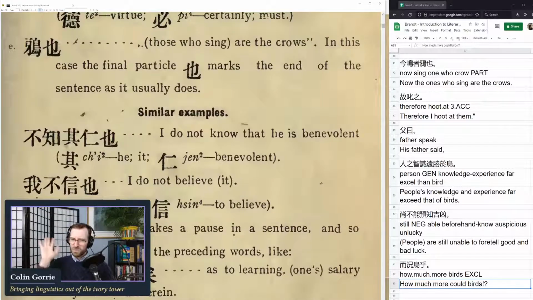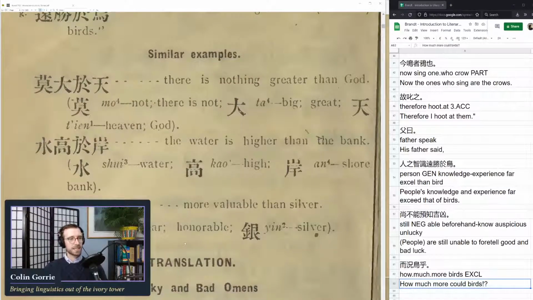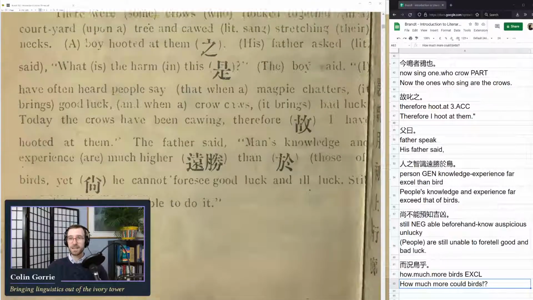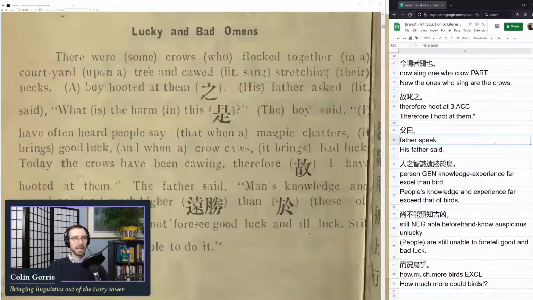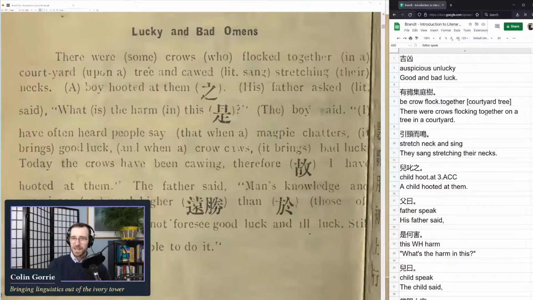Okay, but where were we? We were going to look up the translation. Okay, so this is Brandt's translation right here. Let's just compare what we have here. So he says, lucky and bad omens. I have good and bad luck. Okay, fair enough. There were crows flocking together on a tree in a courtyard. I have, there were some crows who flocked together in a courtyard upon a tree. Okay, fair enough. More or less the same.